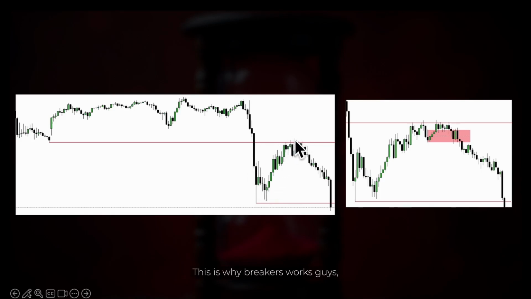This is why breakers work, guys. It is all a result of understanding balanced price ranges. And yes, I promise that I will discuss them more in depth later within this model series.